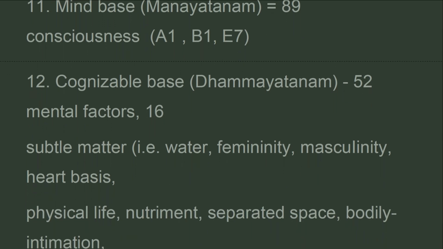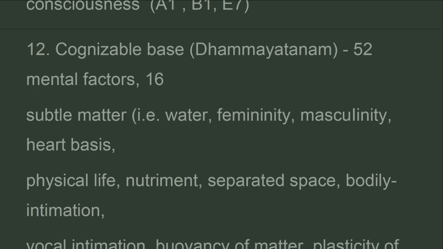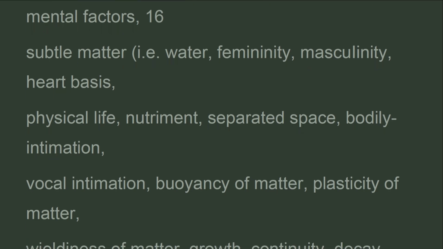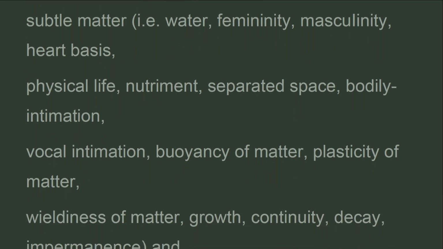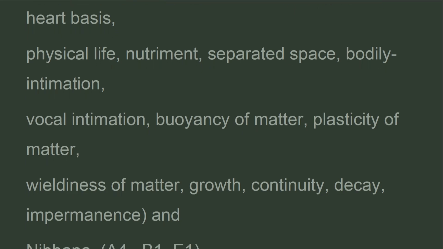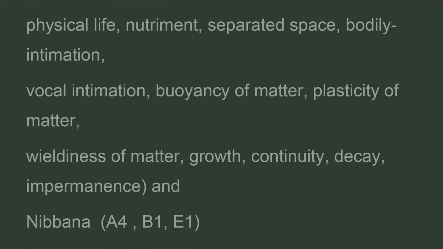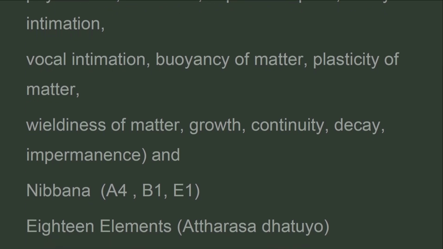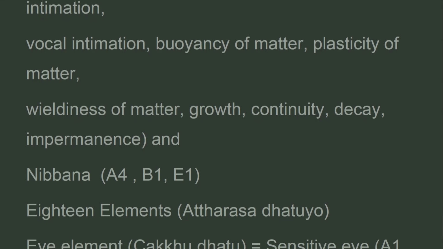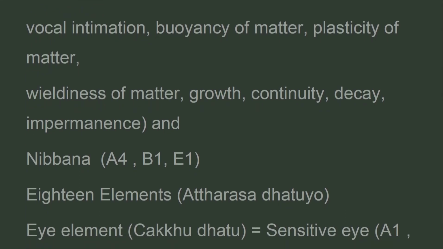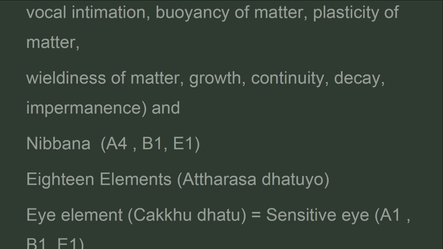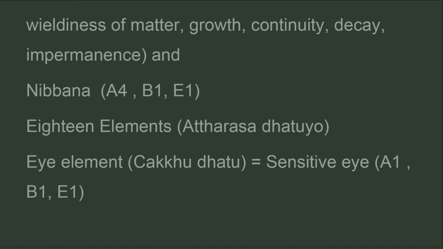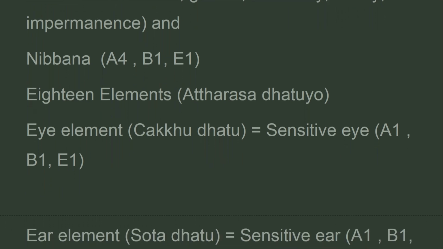12. Cognizable base equals 52 mental factors, 16 subtle matter, i.e. water, femininity, masculinity, heart basis, physical life, nutriment, separated space, bodily intimation, vocal intimation, buoyancy of matter, plasticity of matter, wieldiness of matter, growth, continuity, decay, impermanence, and Nibbana. 18 elements. 1. Eye element equals sensitive eye.